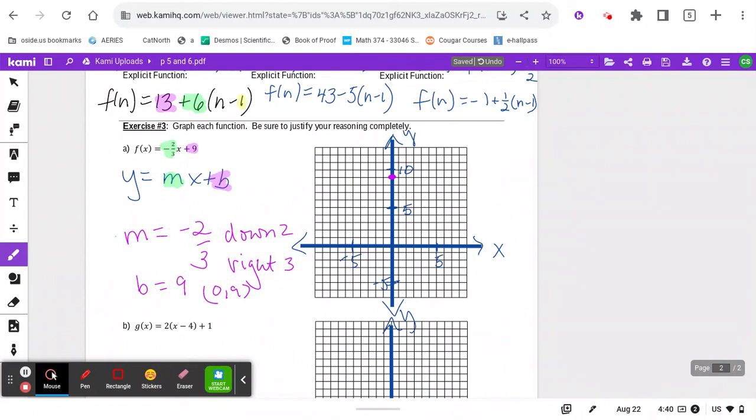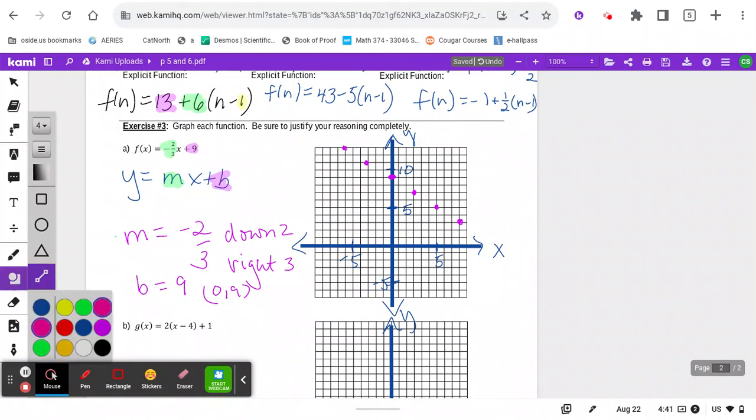So going to the starting point of 9 and going down 2, right 3, put a dot, down 2, right 3. And then I can also go up 2 and back 3, depending on how much space you left for yourself and how you scaled it. So then I connect the dots.